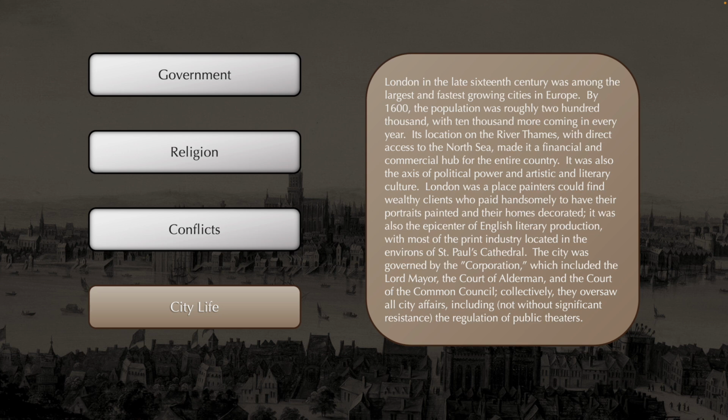The city itself was governed by a group called the Corporation, which included the Lord Mayor, the Court of Aldermen, and the Court of the Common Council. And collectively, they oversaw all city affairs, including, but not without significant resistance, the regulation of public theaters. And we'll talk a lot more about that in a few minutes.